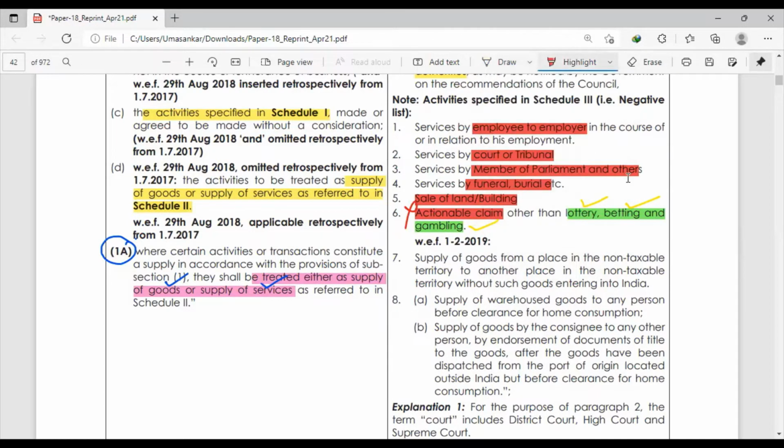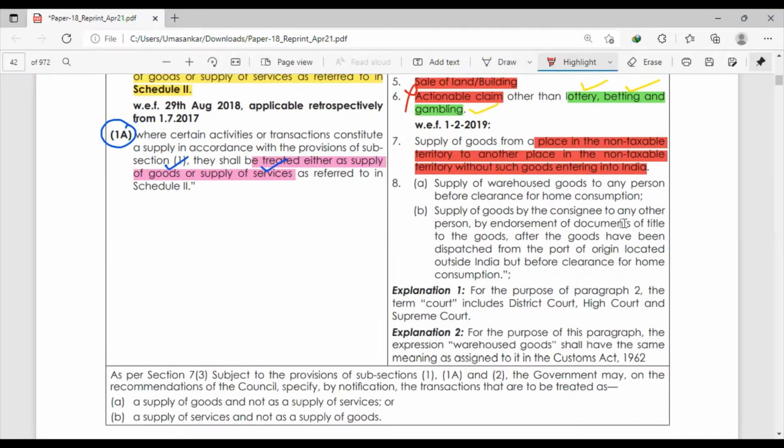Next, supply of goods from a place in a non-taxable territory to another place in a non-taxable territory without such goods entering into India. Suppose a supplier purchases some goods from China and sells them to Australia. China is a non-taxable territory, Australia is also a non-taxable territory, and the goods have not entered India. So it will be considered that it is not a supply.